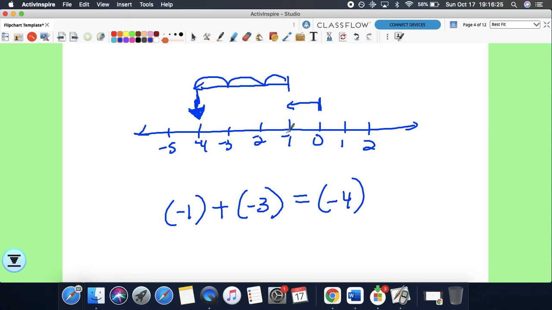You're at negative 1, and you add 3 more negatives. You go further to the left 3 steps, 3 units, and you arrive at negative 4. So that's your expression right here.